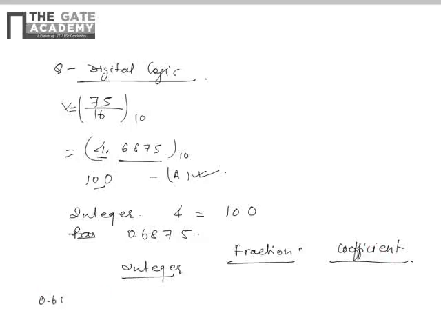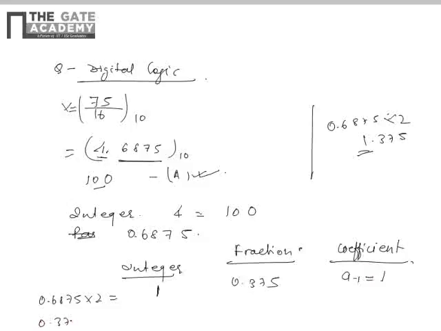So 0.6875 we will multiply by 2, and it will come to 1.375. What is the integer part? 1 here, and the fraction part is 0.375. So coefficient A1 will be 1. Similarly, 0.375 into 2 will come as 0.75. So the integer part is 0 and 0.75 is the fraction part, so A2 will be 0.